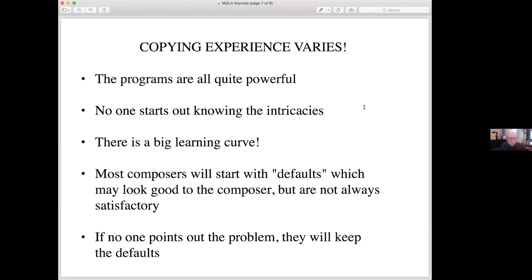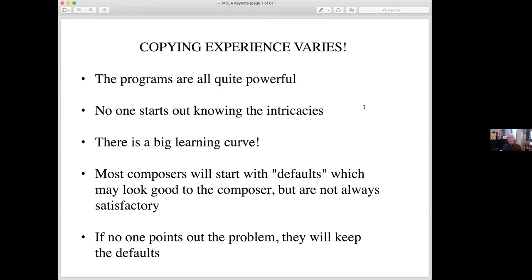For that reason, most composers will start out with default settings. And a lot of the default settings are quite good as starting places. I mentioned that they may look good to the composer, but they're not always satisfactory. This is one of the pitfalls that as composers we can fall into, and that is that the notation programs look great. They look published. When we're starting out in our careers and we punch something in and it just looks so great, we tend not to look at all of those details as closely as we need to because it already looks really good.